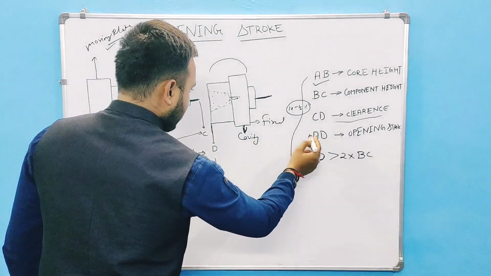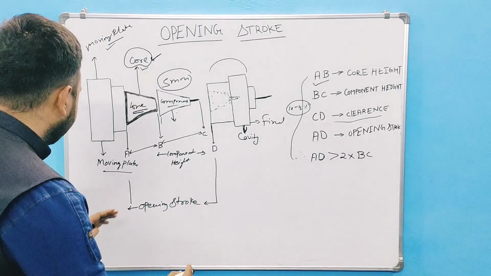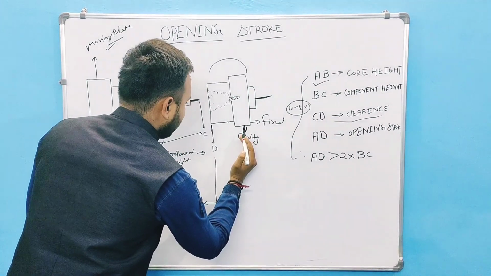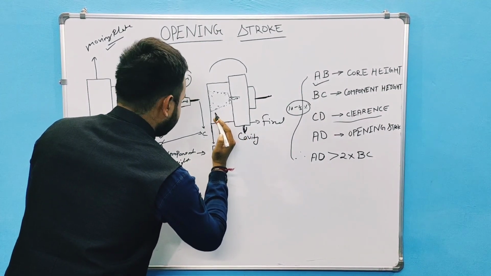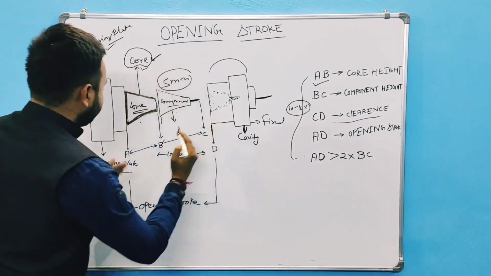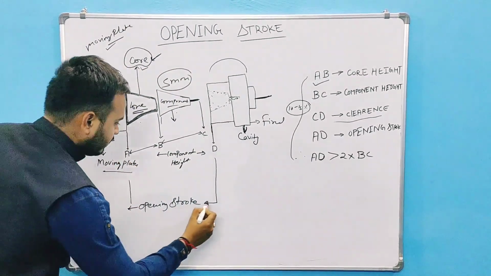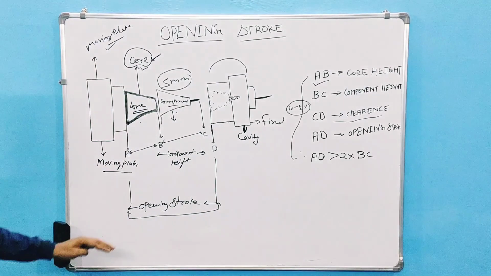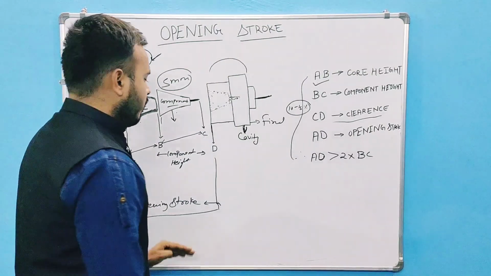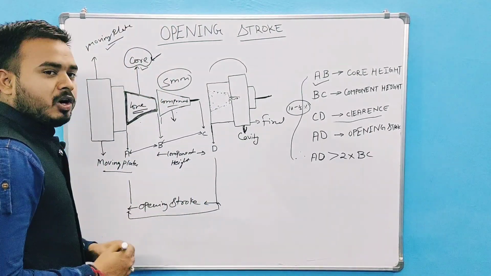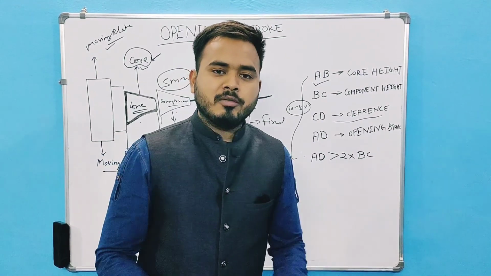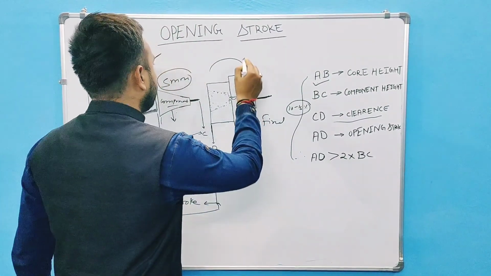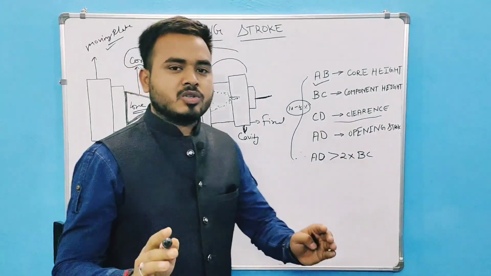Now AD. Finally, AD, from where the core starts to where the cavity starts in the fixed plate, this complete section is called the opening stroke. Now what do we have to give in the opening stroke, and how much opening stroke should be given to eject the product? What opening stroke should you give on your mold?